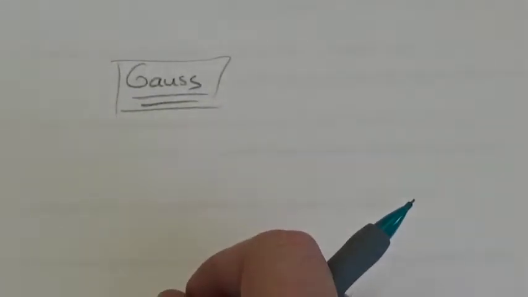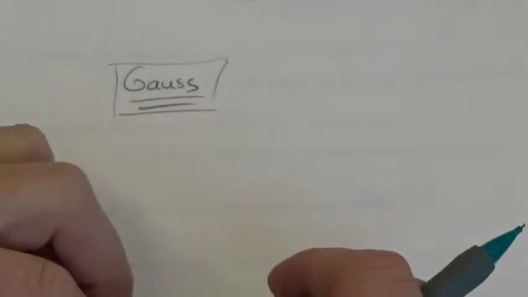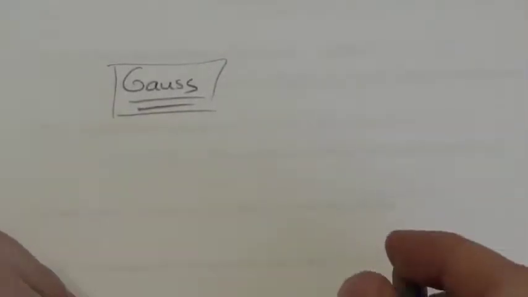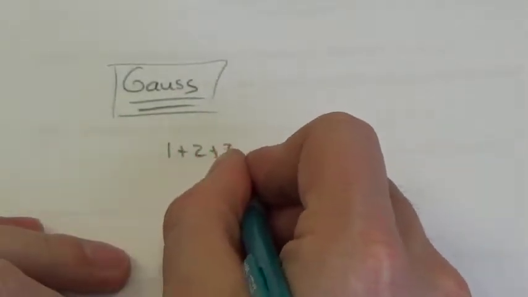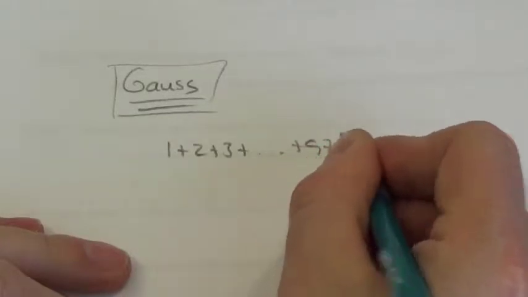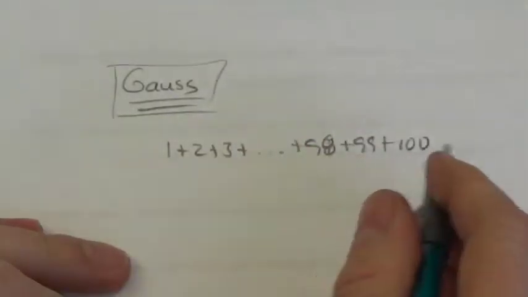So Gauss goes out, comes back in a few moments later and says, "Here's the answer." And she looked at him and said, "Oh my gosh, how could you have the answer so quickly?" Because she was assuming it would take him quite a while. And he explained, "Well, you wanted me to do this: 1 plus 2 plus 3 ... plus 98 plus 99 plus 100. You wanted me to add up all the numbers 1 to 100.